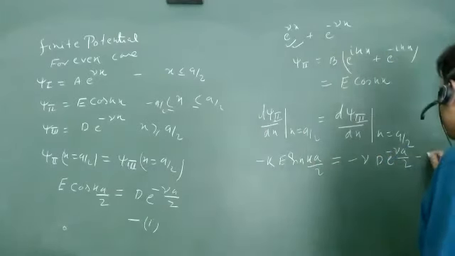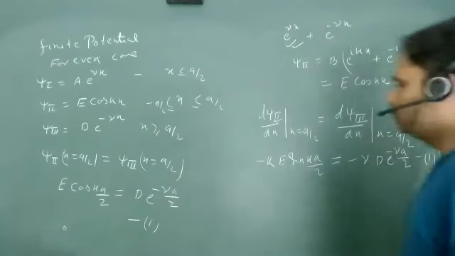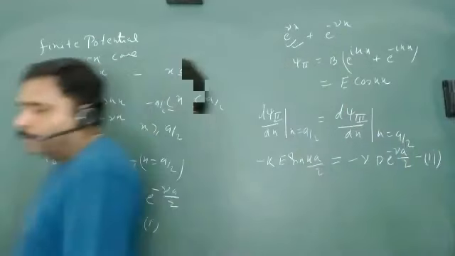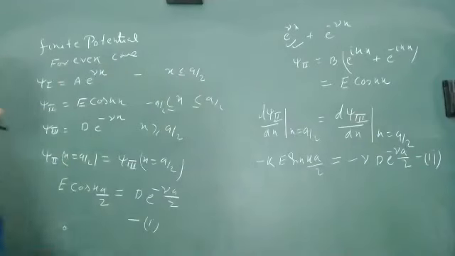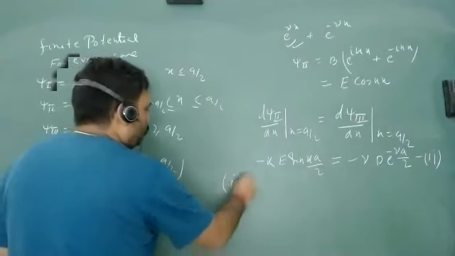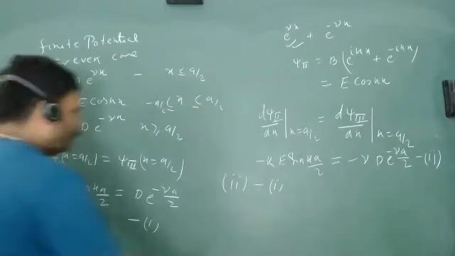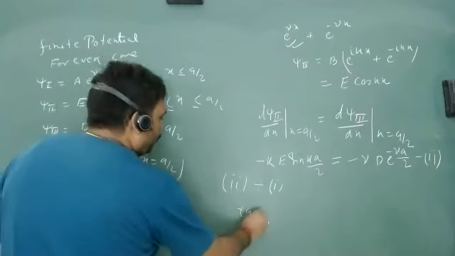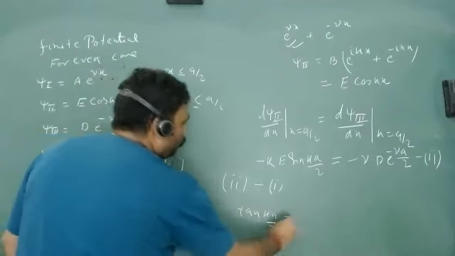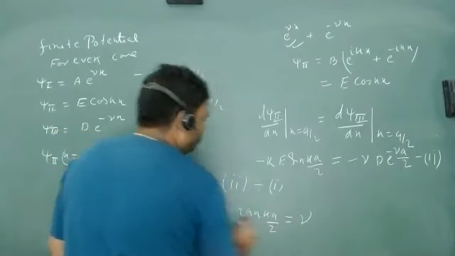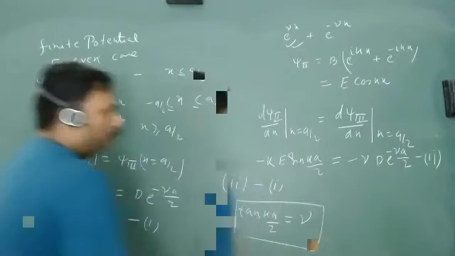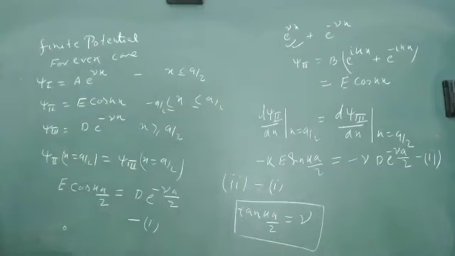Now this is two function, and now we can just divide these two functions. So when we divide 2 by 1, what will I get? I will get tan(ka/2) must be equal to gamma. Isn't it? So e to the power minus gamma a by 2 will cancel, d will be cancelled. So we have this particular thing.